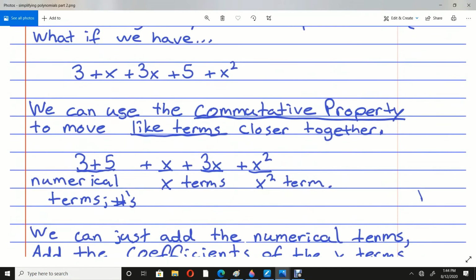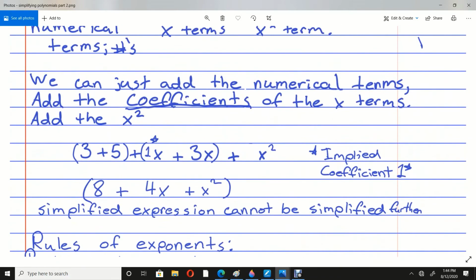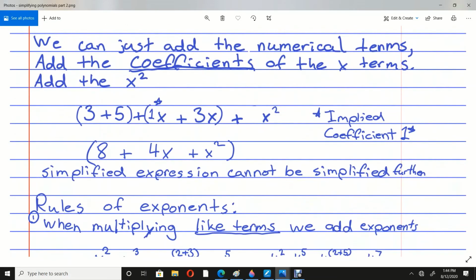From here, okay, make sure you take your time. Then we're going to come down. And then we're going to come down. We can just add the numerical terms, add the coefficients of the x terms, and add x squared.